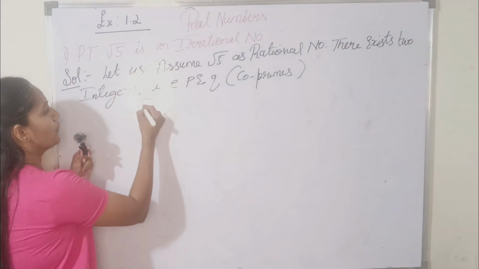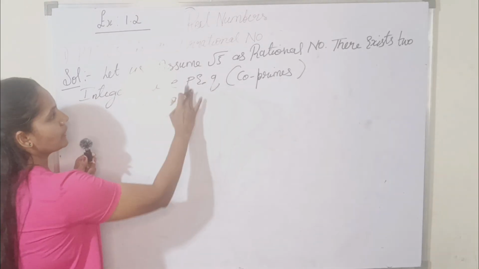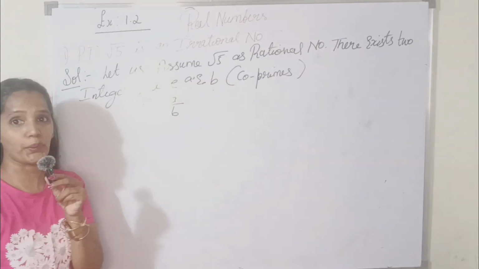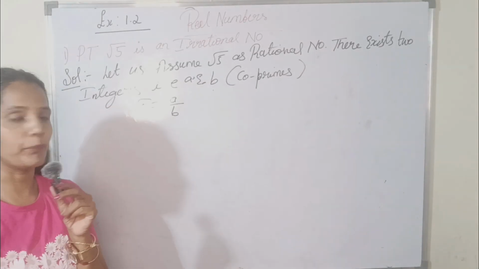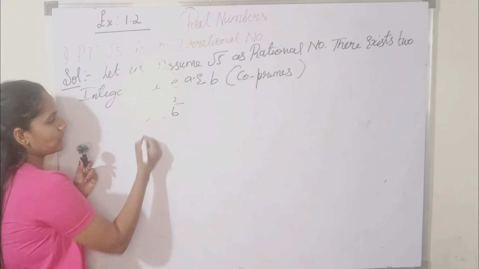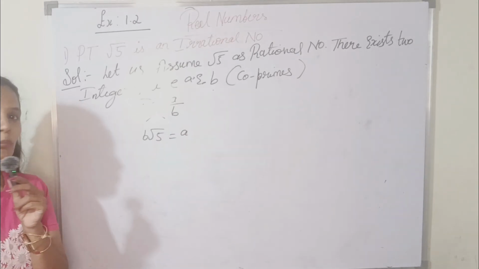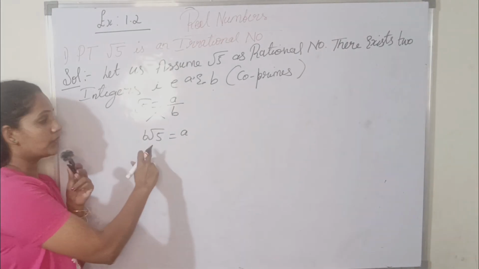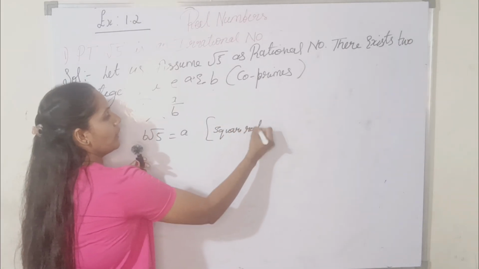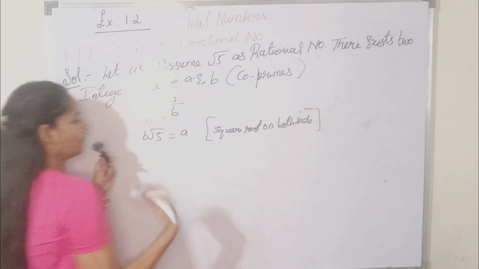So we will assume root 5 is equal to a by b, or p by q. Anything you can take. You can take a by b here. As it's a variable, you can take any letters. Now the next step is cross multiplication, so it becomes b into root 5 is equal to a. Now, in order to cancel this root, we take squares on both sides.